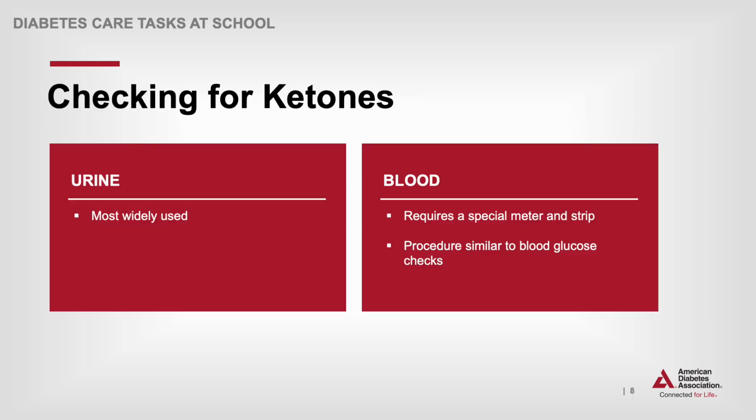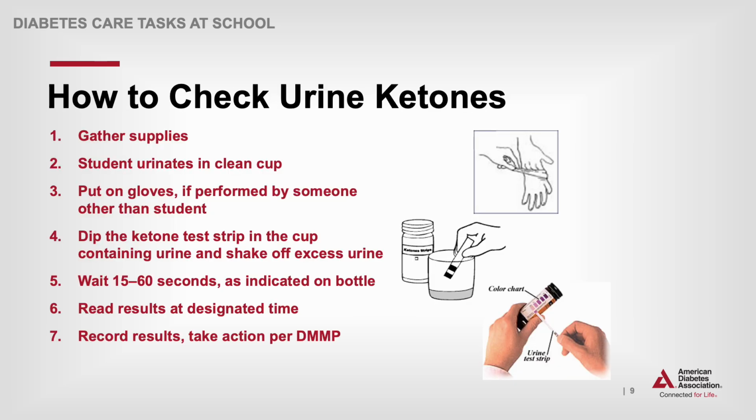Note: ketones can be measured in either the blood using a ketone-specific meter or in the urine. Urine ketone measurements continue to be the most commonly used in the school setting. Urine ketone checking instructions. Gather your supplies. Gather a vial of ketone strips and a urine cup.